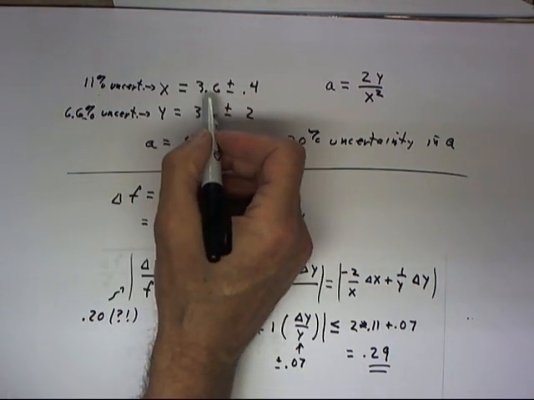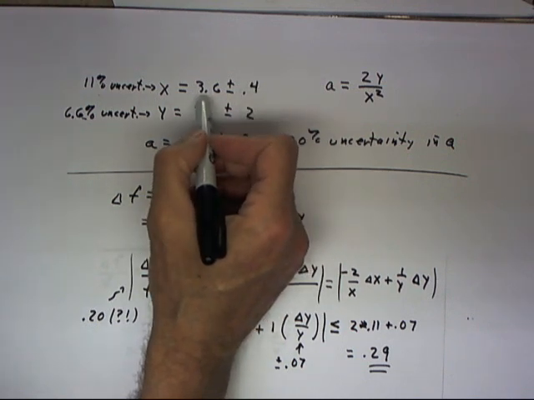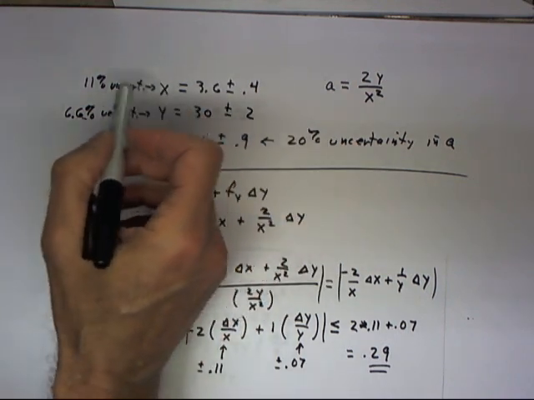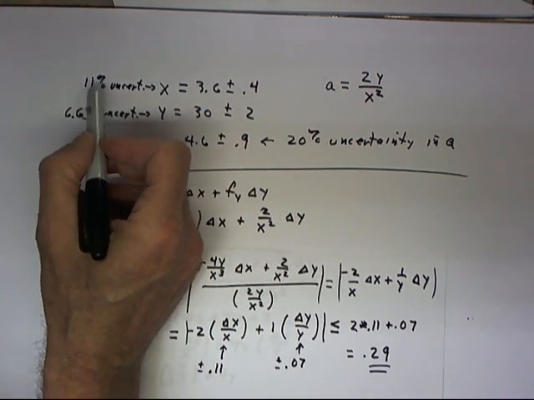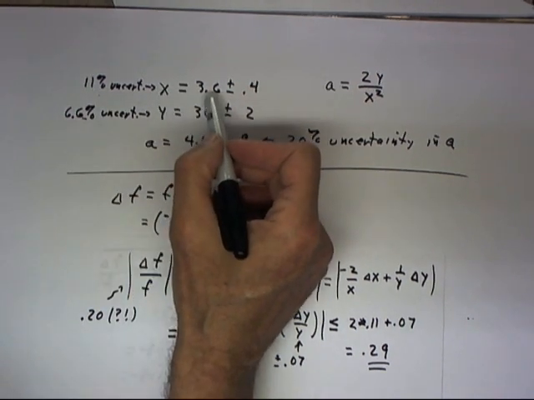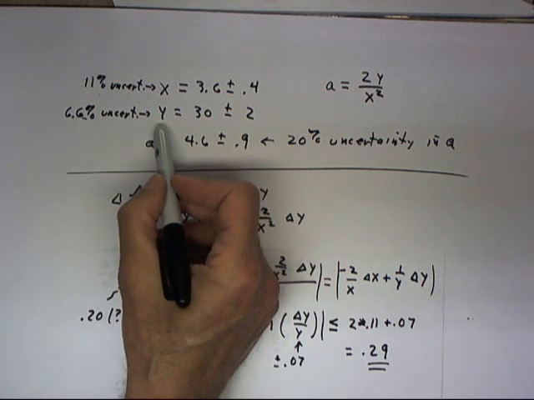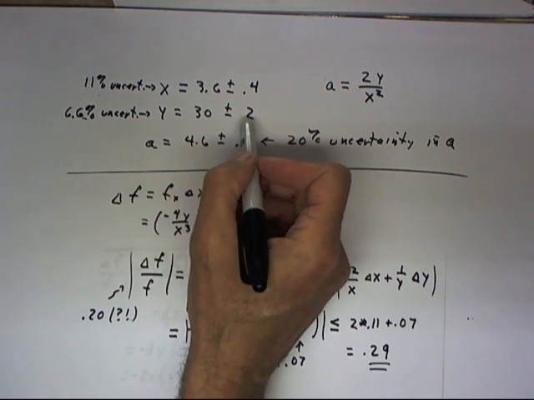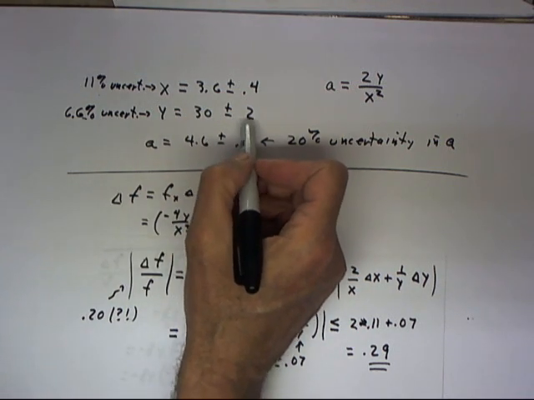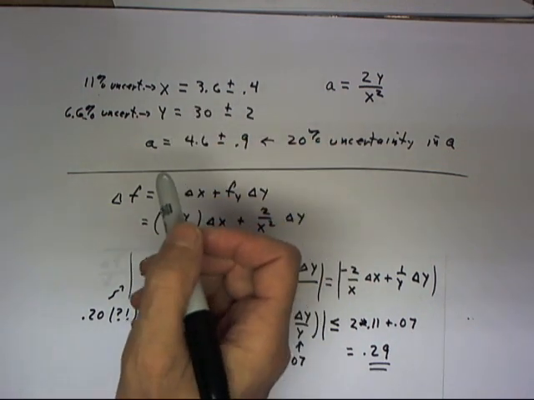In any case, recall that our x value is 3.6 plus or minus 0.4. 0.4 is 1/9 of 3.6, and 1/9 is about 0.11 or 11%. So we have what amounts to an 11% uncertainty in our observation of our x value. Our y value is 30 plus or minus 2. 2 is 1/15 of 30. 1/15 is actually 6 2/3%.